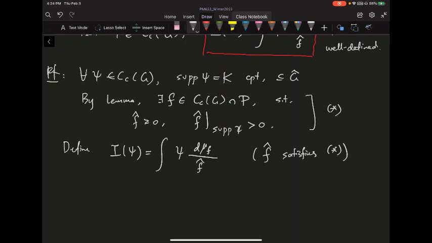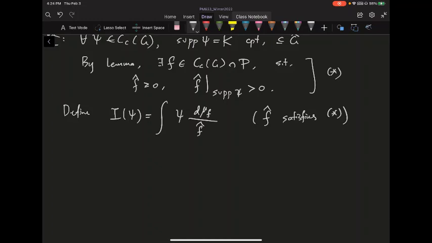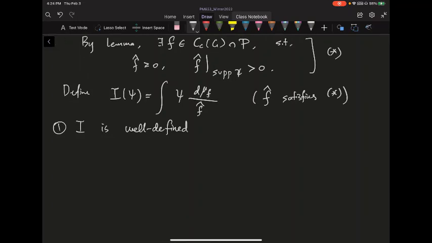We need to show, first of all, that this I doesn't depend on the choice of f. What happens if I pick two f that give me different I? Then it's not going to be good. So first of all, let's show that I is well defined. In other words, it doesn't depend on which f you pick. As long as your f satisfies star, then you get a well-defined function. This basically uses the other technical lemma we need.